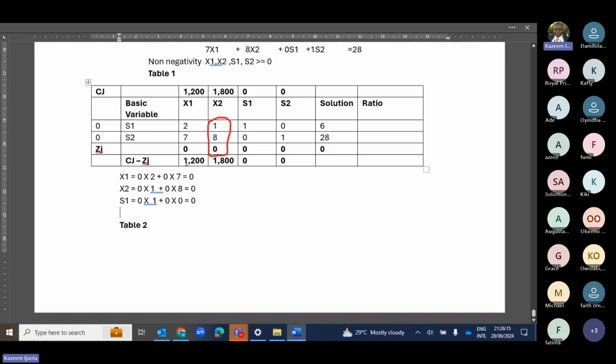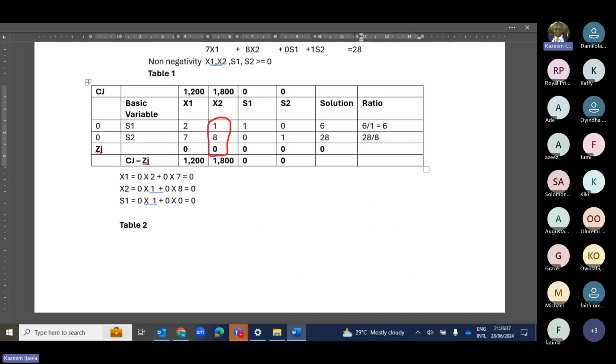Now, why is it the key column? Because that produces the highest Cj minus Zj here. The next thing you do is that this solution column here, you will divide it by your key column. So for this one, it's going to be 6 divided by 1, which is equal to 6. Then here it will be 28 divided by 8.